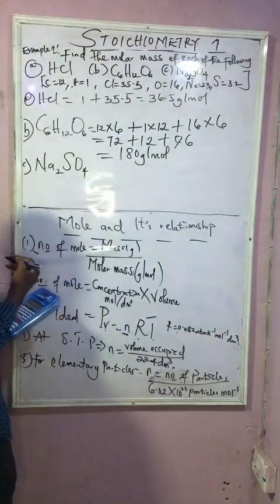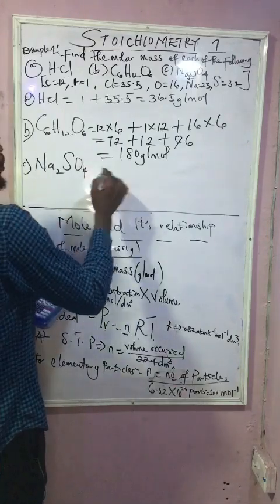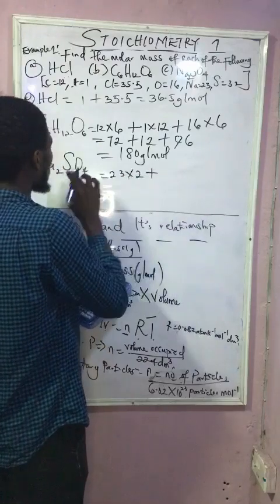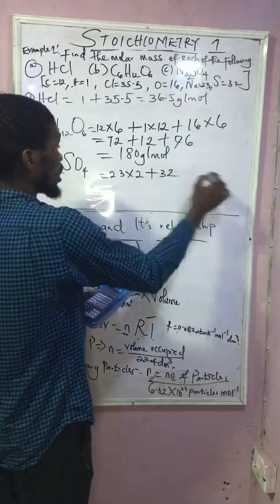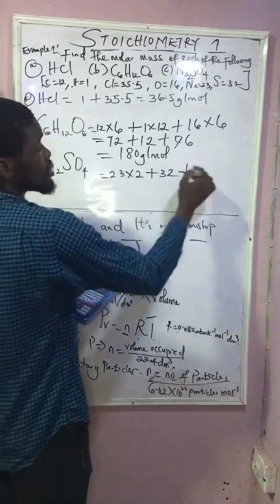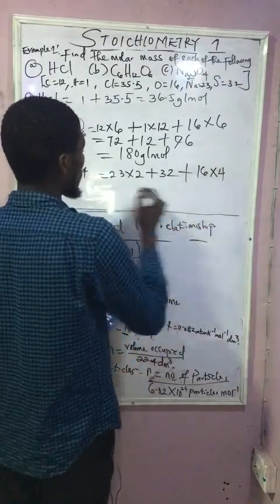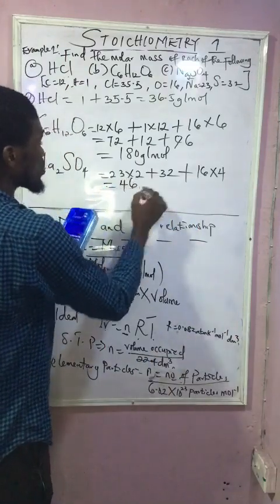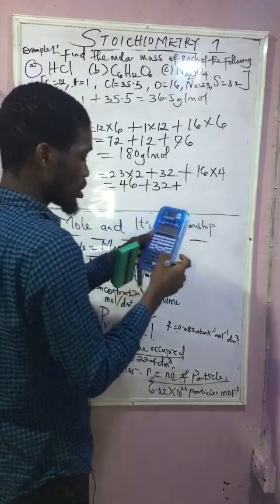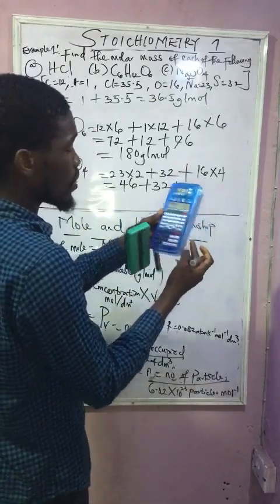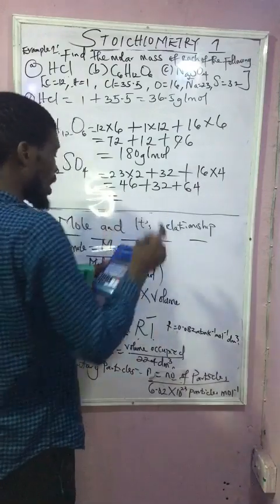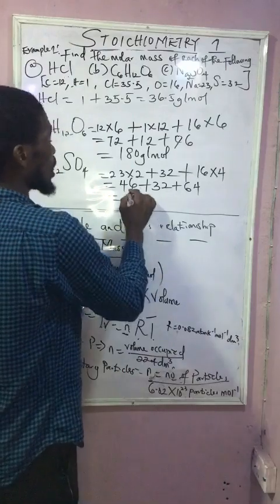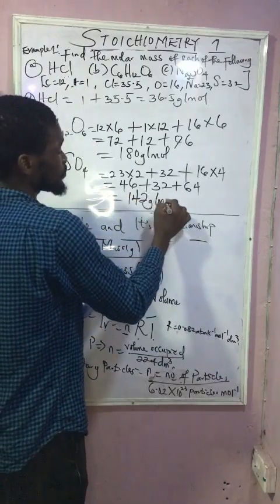The last one is Na2SO4, sodium sulfate. What is our sodium? We have 23 multiplied by 2, plus sulfur 32, plus 16 times 4. So 23 times 2 is 46, plus 32, plus 16 times 4, which is 64. Let's add up 64 plus 46 plus 32. We have 142 gram per mole.